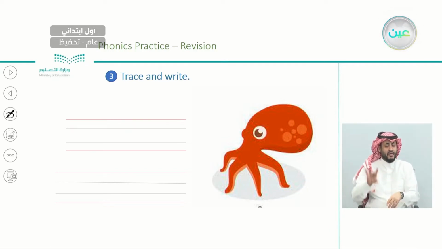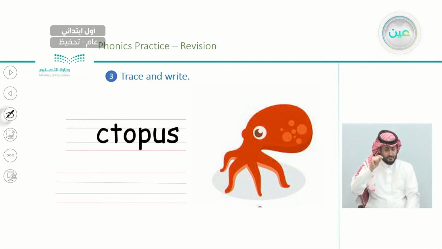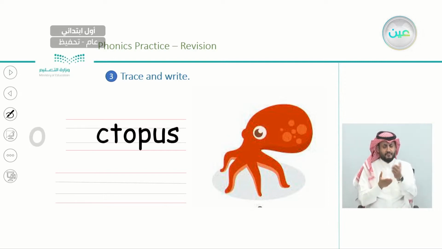Starts with the letter O. O, octopus. Excellent. Yes. So we have octopus and it starts with the letter O. This is O in small form. So we have O like this. Okay, just a circle like this.